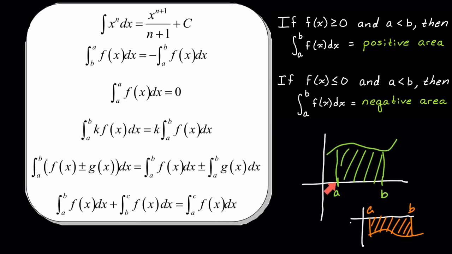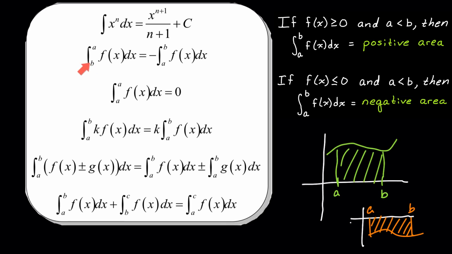So if you are integrating from a smaller value to a larger value and your function is above the x-axis, then that means you're going to be referring to a positive area. If you're integrating from a smaller value to a larger value and your function is below the x-axis or negative, that means that you are going to have a negative area.